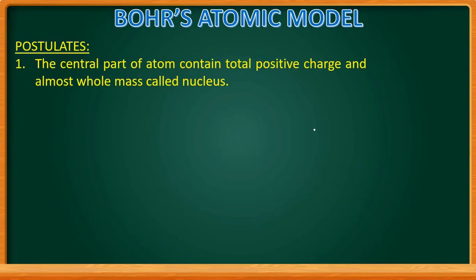The first one is: the central part of the atom contains the total positive charge and almost the whole mass, and is called the nucleus. As we know, inside the atom, electrons and the nucleus are there. So the central part is called the nucleus, in which the total positive charge of the atom and 99% of the mass of the atom is present. Okay, and this is our nucleus. Then how are electrons revolving around this?